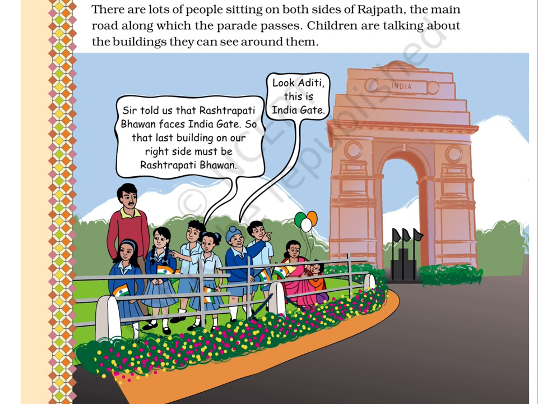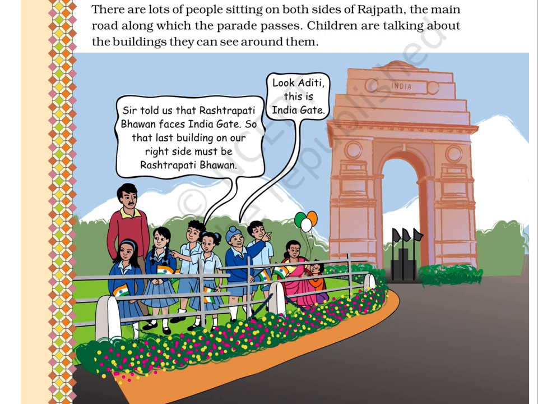One of the children is saying, "Look, Aditi, this is India Gate." Aditi is replying, "Sir told us that Rashtrapati Bhavan faces India Gate, so that last building on our right side must be Rashtrapati Bhavan."